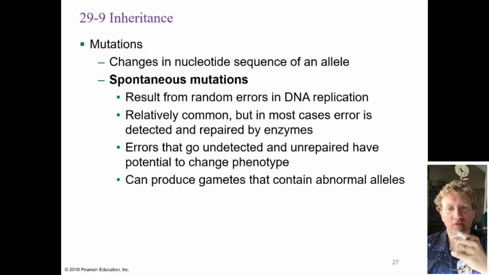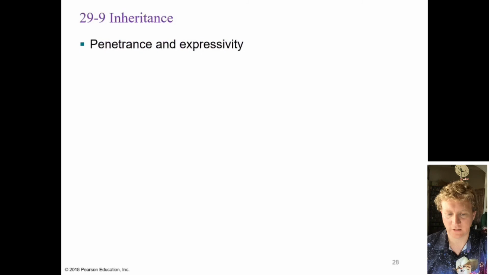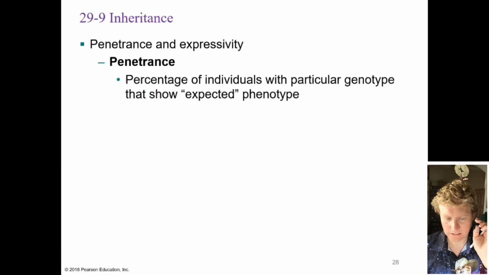However, if it goes far enough and it happens in your gametes, in your gonads, it can produce gametes with abnormal alleles, but beneficial alleles as well. Let's see, we are almost done. Penetrance is the percentage of individuals with a particular genotype that show the expected phenotype. So if they're big A, little a, we expect them to show the dominant phenotype, for example.